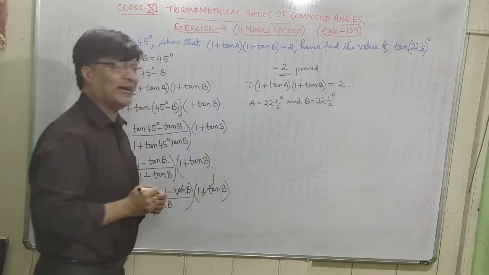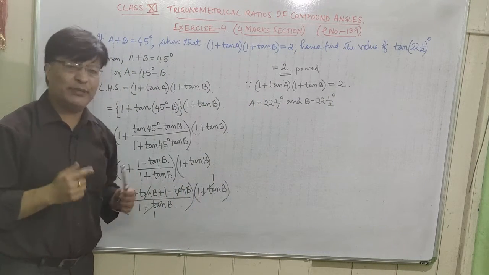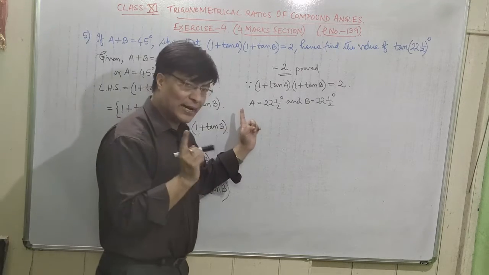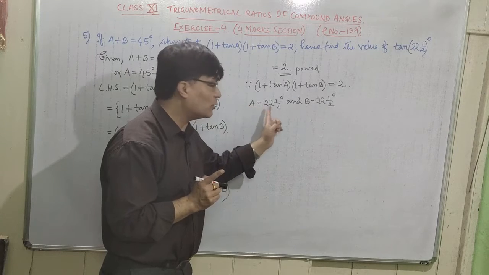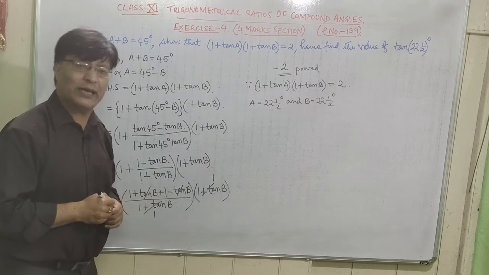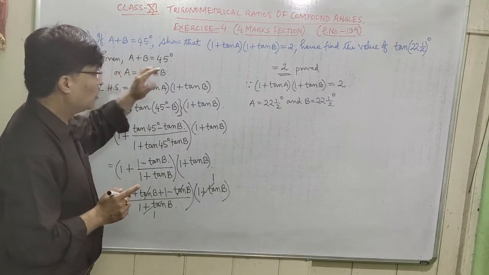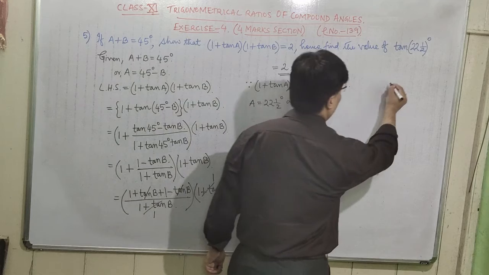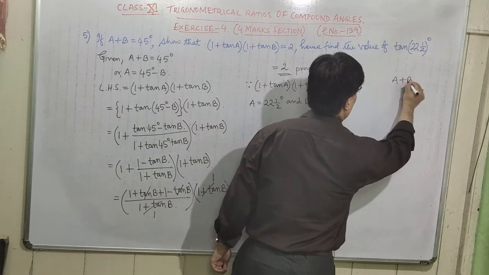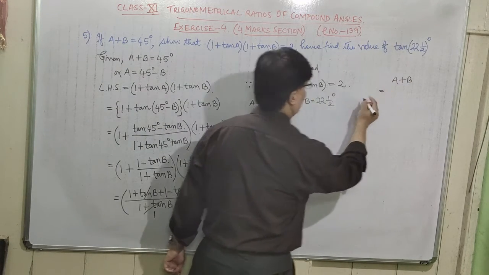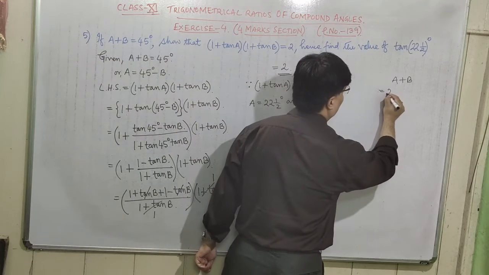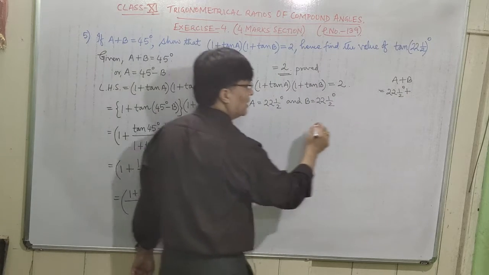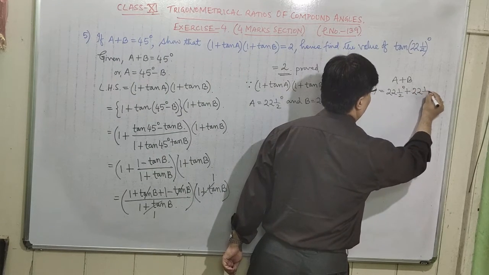So how can you prove that A is equal to 22.5 degree and B is equal to 22.5 degree? Okay, so let us check it. I told you that we can put A is equal to 22.5 degree and B is equal to 22.5 degree. But in the question it is given that A plus B is equal to 45 degree. So what is the value for A? 22.5 degree, plus what is B here? It is also 22.5 degree.